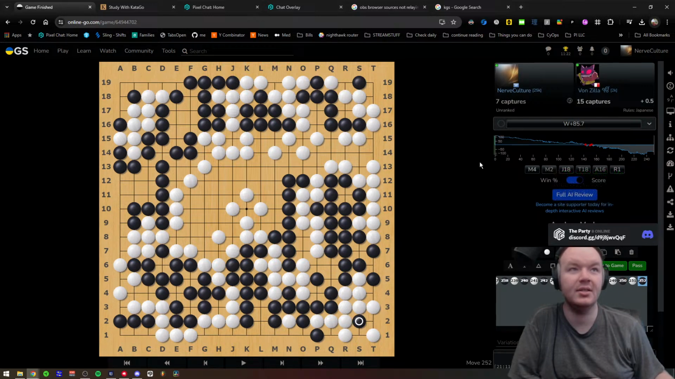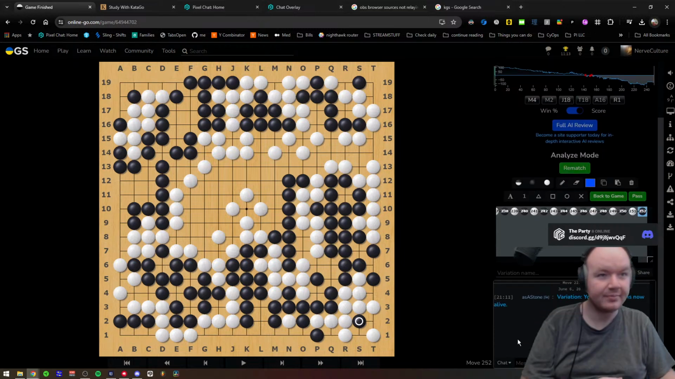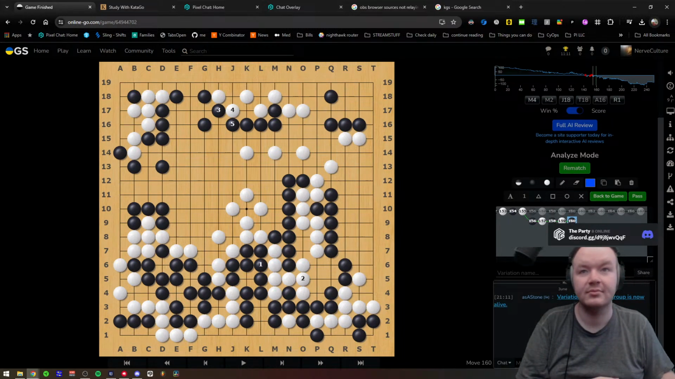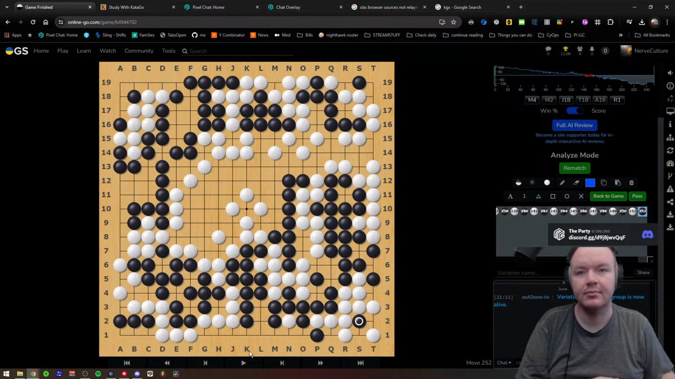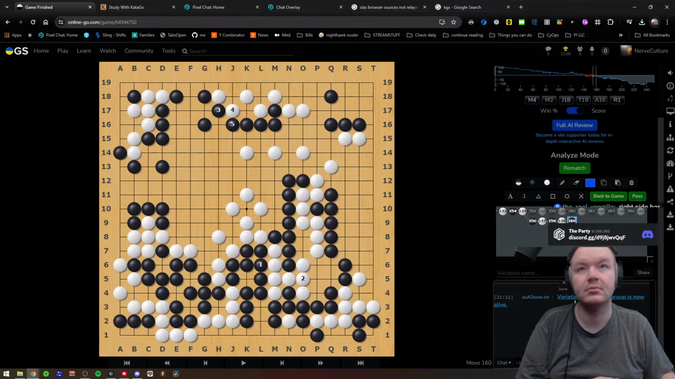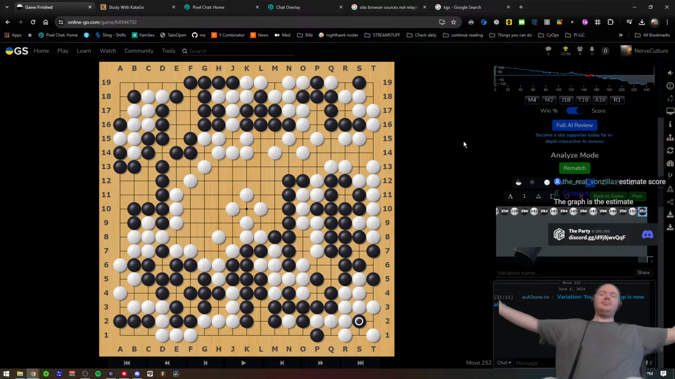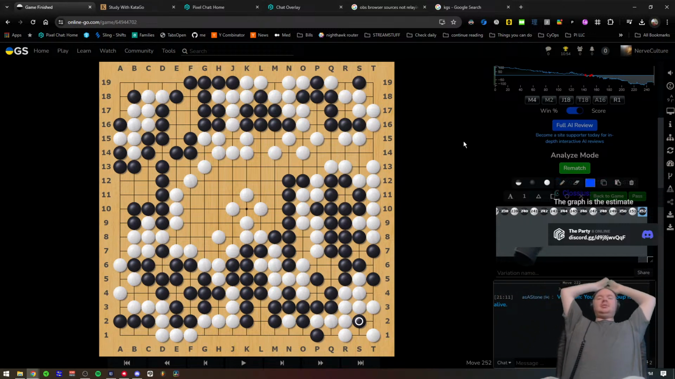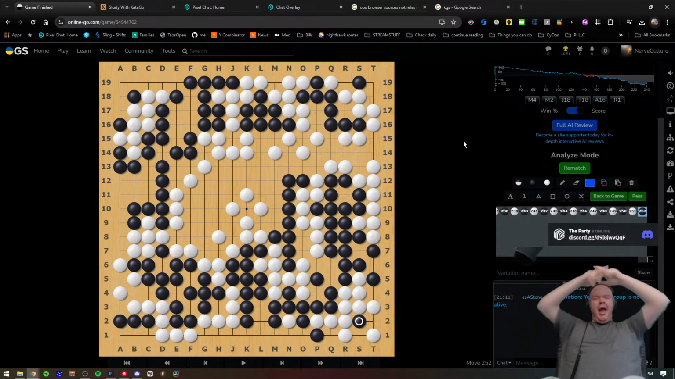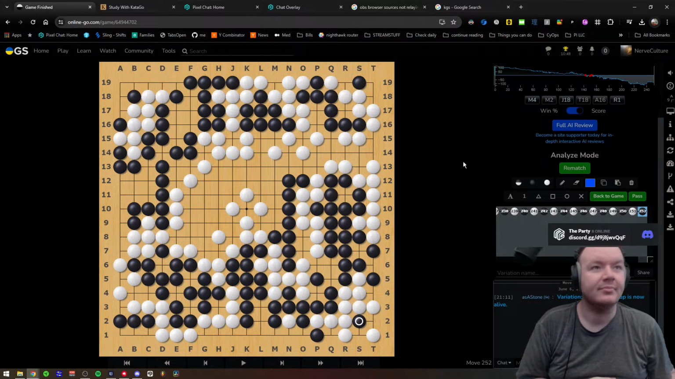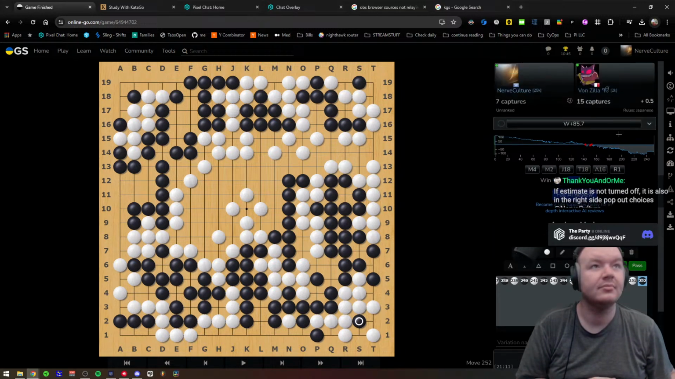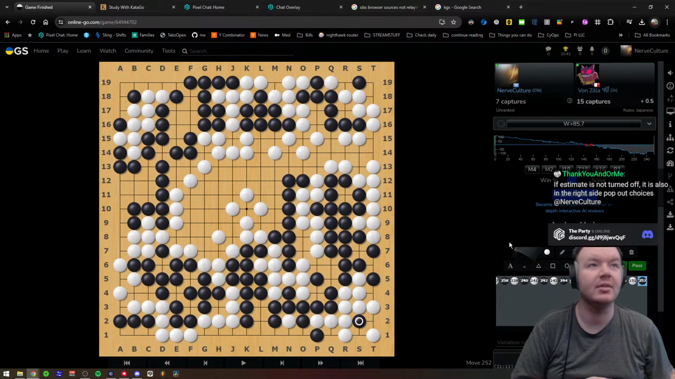Wait, how do we see the living and dead pieces? I don't actually know. Is there a way to get an estimate? Because I'm not actually 100% confident. I can read this out. Yeah. White with 85 points. Okay.